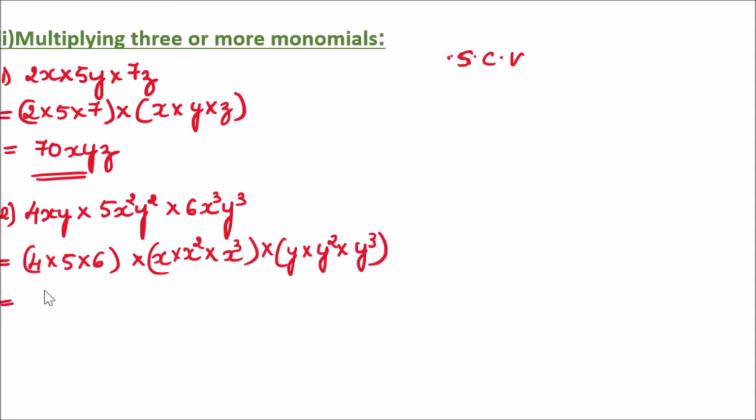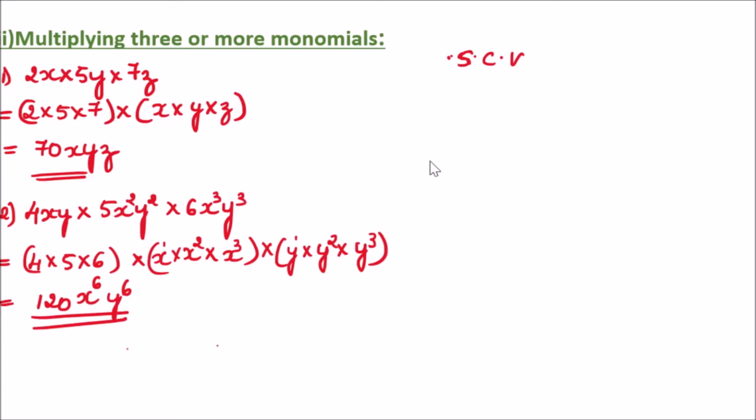So the further simplification is 4 into 5 is 20, 20 into 6 is 120. Okay, now x into x square into x cube. So what will it be? Here there is no number, means it is 1. So 1 plus 2 is 3, 3 plus 3 is 6. That means x into x square into x cube gives you x raised to 6. Here there is no number, 1. y raised to 1, this is 1 plus 2 is 3, 3 plus 3 is 6. So it is y raised to 6. So your answer is 120 x raised to 6 y raised to 6.